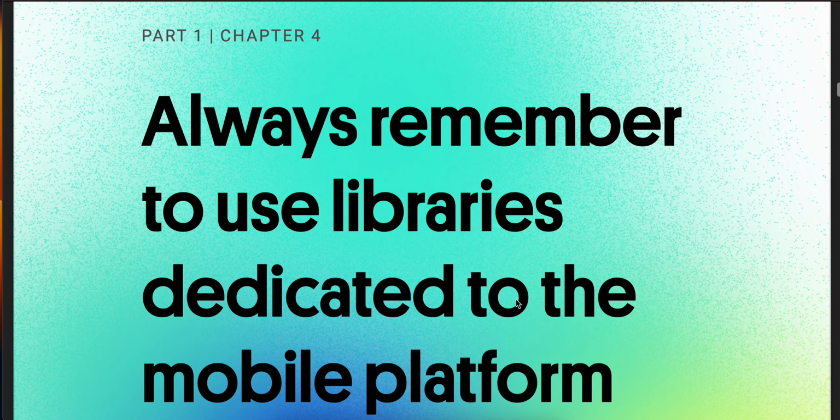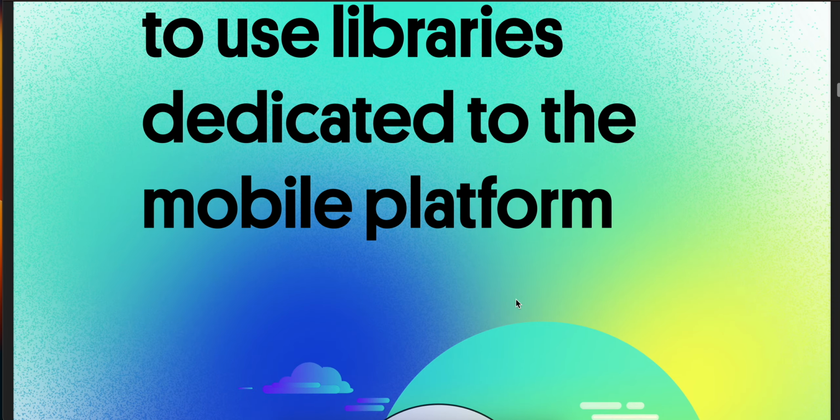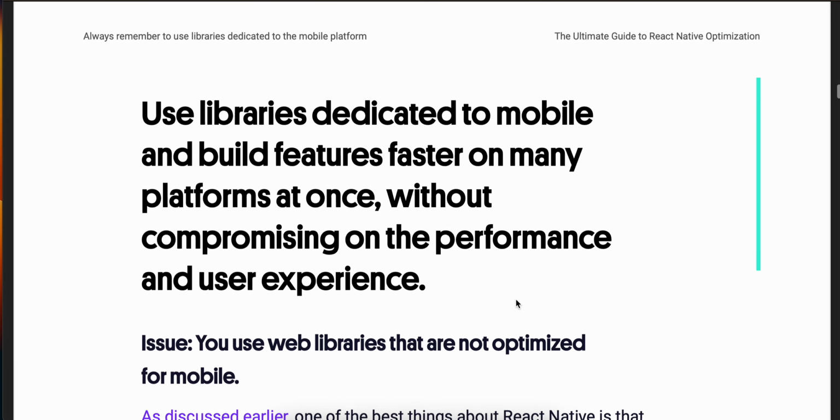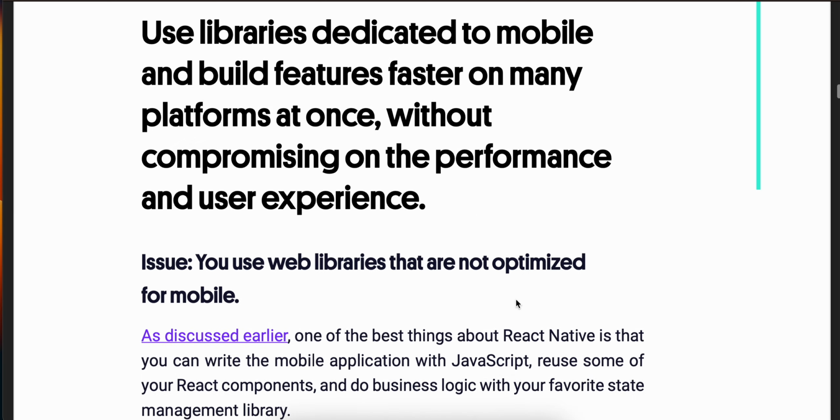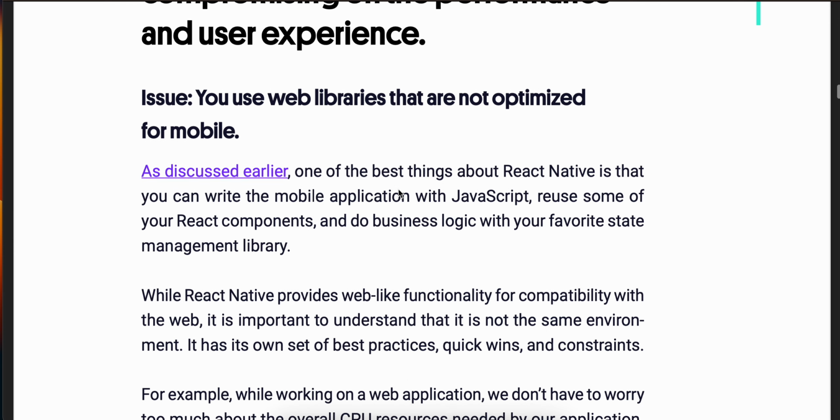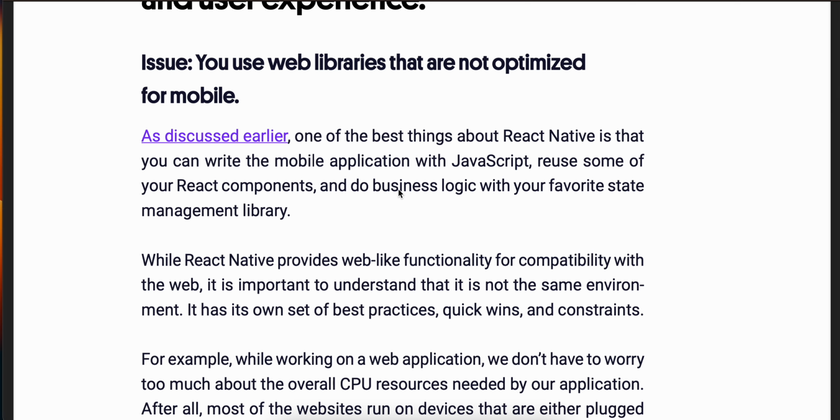Always remember to use libraries dedicated to the mobile platform. Use libraries dedicated to mobile and build features faster on many platforms as one without compromising on the performance and user experience. Don't use web libraries that are not optimized for mobile. As discussed earlier, one of the best things about React Native is that you can write mobile applications with JavaScript, reuse some of your React components, and do business logic with your favorite state management library.